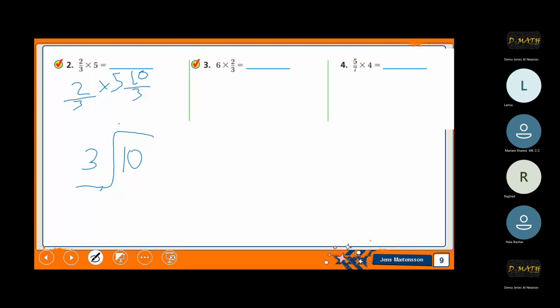Yes, 3 times 1, 3 times 2, 3 times 3, 9. So 3. Yes. 3 times 3 equals 9. Yes. Subtract. 10 minus 9 is 1. Bravo. Now you write it as a mixed number.